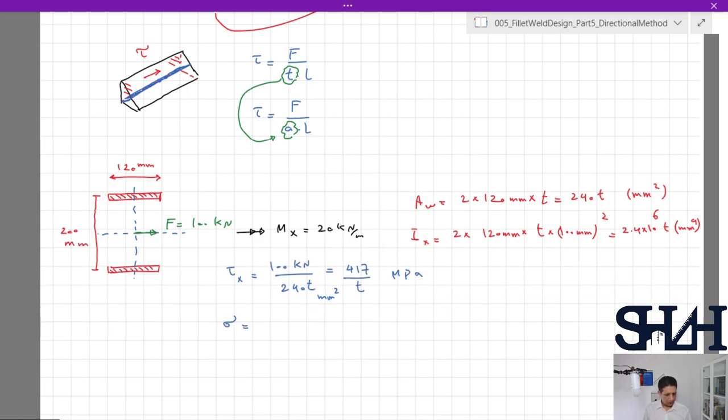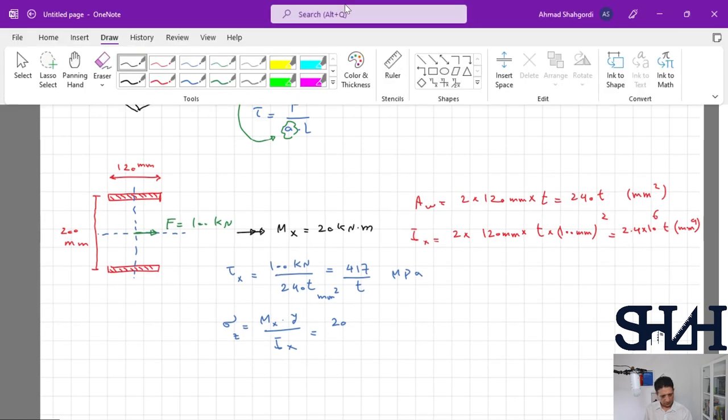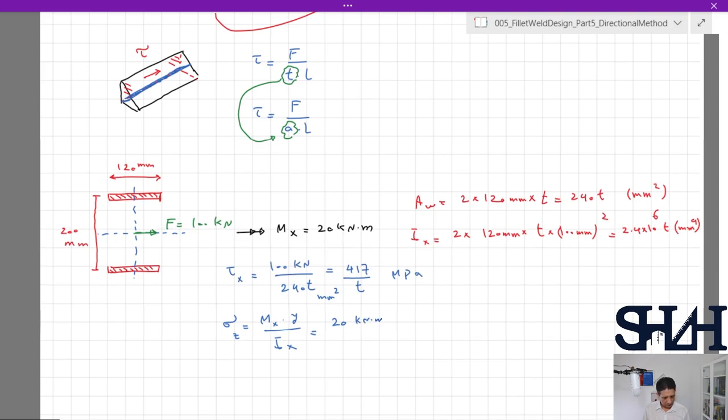And we have sigma in zeta direction because of the bending moment, Mx times y divided by Ix. It will be 20 kilonewton meter times the maximum vertical distance on the top, 100 millimeter, divided by 2.4 times 10 to the power of 6 times T. It will be 833 divided by T megapascal.